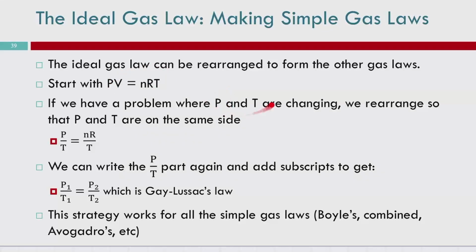If we have a problem where P and T are changing, those are the two variables that are changing, we haven't seen a simple gas law for this. So we're going to put P and T onto the same side. And I screwed up when I was making this slide, so that should be V. We move the V over, we move the T over, we get P over T equals nR over V. Let's assume that n, R, and V are constant, nothing's going to change with them. So we copy paste P over T on the other side, and we get P1 over T1 equals P2 over T2, which is one of the other simple gas laws, Gay-Lussac's law.